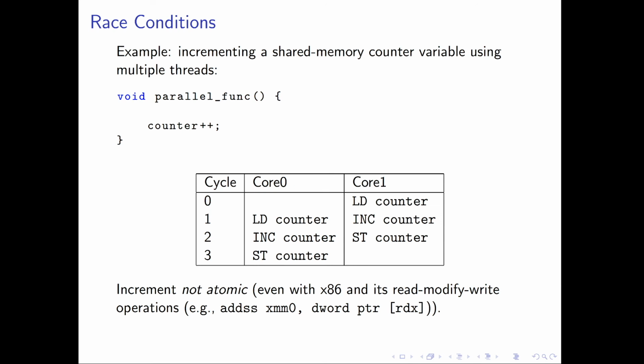And it's also worth noting that there are even certain instructions, like the x86 read-modify-write instructions, that operate directly in memory, where one of the operands is directly in memory, so we don't even have to load it into a register. And one could assume that such an operation that doesn't require an explicit load might actually be atomic, but it just so happens that even those instructions aren't atomic.